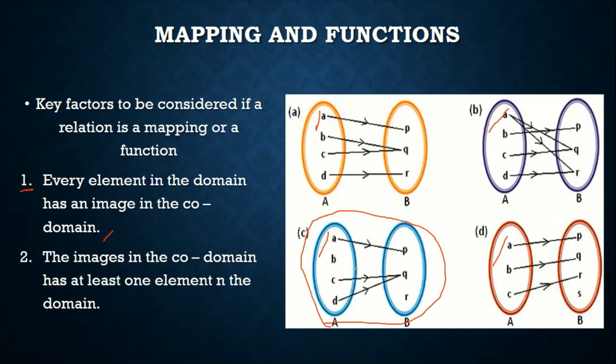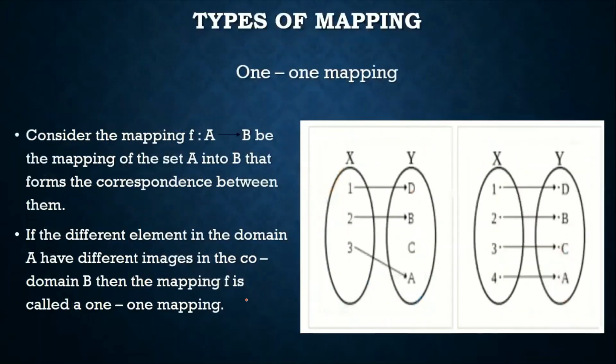Because of that, this is not a function, this is not a mapping. Do we understand? Yes. Now the second says the images in the codomain must have at least one element in the domain. So let's solve. Okay, before that, let's look at the types of mapping.